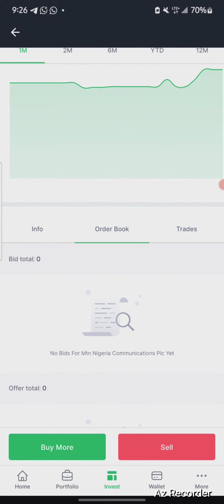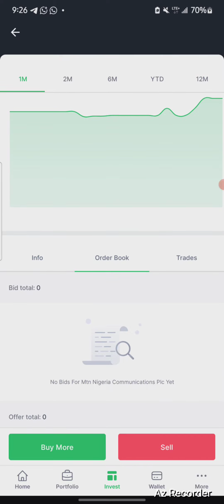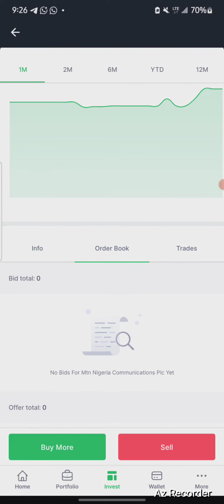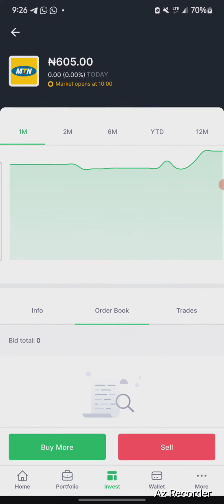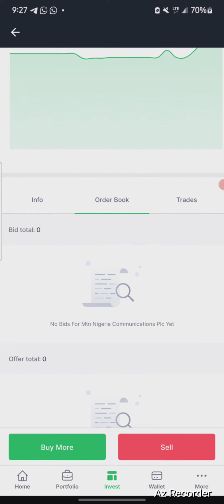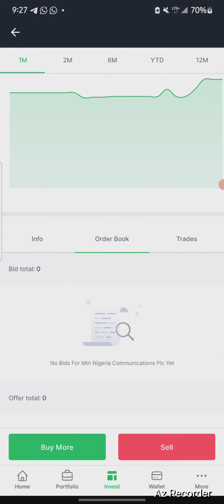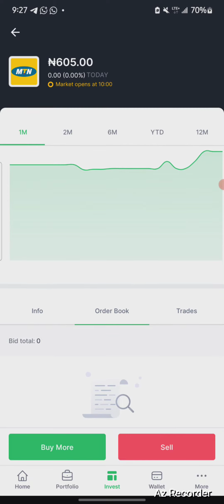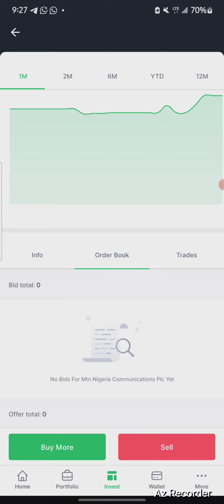So if you want to sell, as someone that wants to make more profit, if the bid total is 610 while the market price is 605, your aim there is to sell at a higher price. So you're going to use this bid total. The first price under this bid total is what you're going to use. If it is higher than this market price here, that's the price you're going to use to sell your stock.